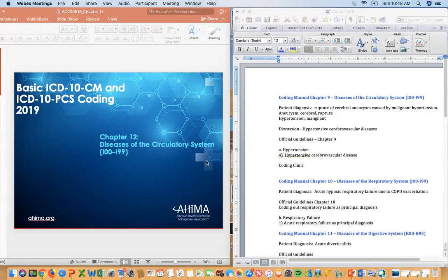So let's start with a little review of Chapter 12. To my left, I have my coding manual open to Chapter 9, Tabular, actually. So open that up, find Chapter 9. At the top, it should say Diseases of the Circulatory System. Our codes are I00 to I99.